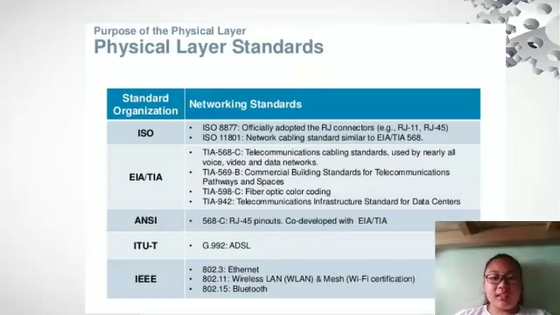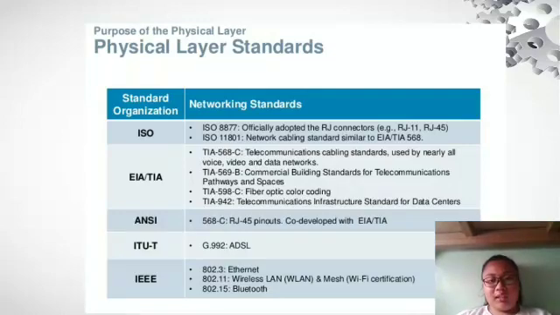The network standards of EIA or TIA: TIA-568-C, the telecommunications cabling standard used by nearly all voice, video, and data networks. TIA-569-B, commercial building standards for telecommunication pathways and spaces. TIA-598-C is the fiber optic color coding, and TIA-942 is the telecommunication infrastructure standard for data centers. ANSI's network standard is 568-C, or the RJ45 pinouts, co-developed with EIA-TIA.